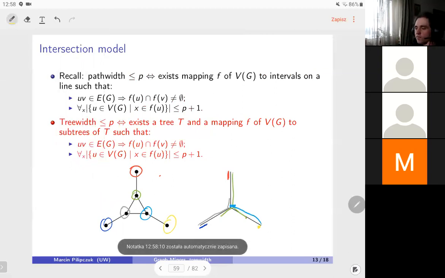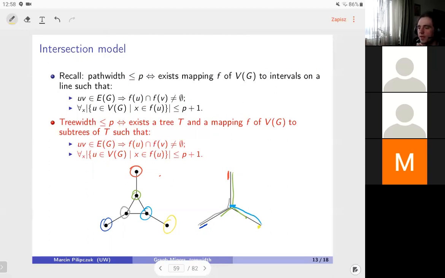So you can think of tree decompositions as some sort of intersection model of subtrees of a larger tree. The tree decomposition becomes a tree, and now every vertex becomes a connected subtree, and an edge means that the subtrees need to overlap, and your quality is how many guys overlap at one place.